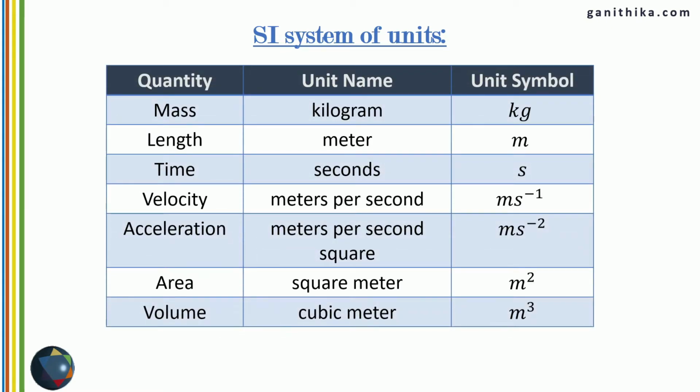The next part is the SI system of units. I will be giving you the units for different quantities now. You just make a note of this. There is nothing to explain in here. Mass is measured in kilograms, length is measured in meters, time is measured in seconds. Therefore, velocity and acceleration are measured in meters per second and meters per second squared. Area and volume are square meters and cubic meters. So everything will be in terms of meters for length, seconds for time, and kilograms for mass. This is what you need to take away from this point.